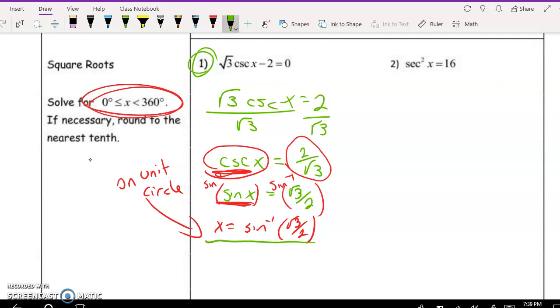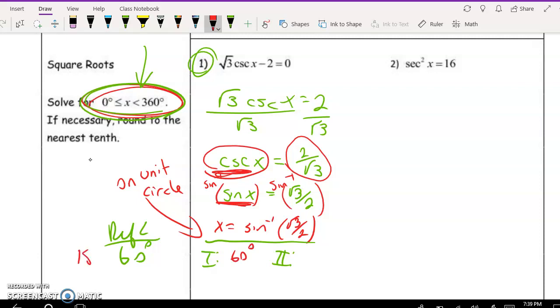So the next thing that I want you to notice is this. We are going to be in the realm of degrees. So when you're looking at your unit circle, don't look at radians, look at degrees. So I know that my reference angle is going to be 60. And I also know that it's going to be in quadrants 1 and 2. So in quadrant 1, it's just going to be 60 degrees. And in quadrant 2, I'm going to take 180 minus 60, which is going to be 120.